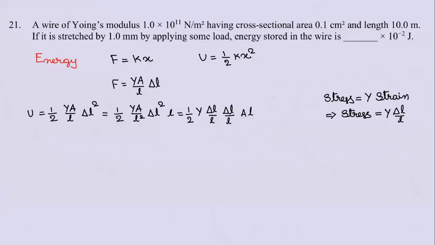Now observe this. This can be written as stress. This is strain. Area into length is volume. So energy can be written as half stress into strain into volume V. Or if I take volume on this side, energy by volume is called small u. What is small u? Energy density, that is equal to half stress into strain.